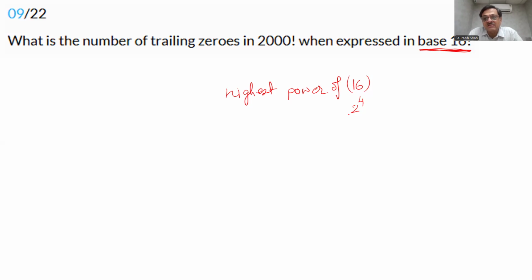So instead of 16, they could have asked you base 7, base 11. Of course, those are prime numbers. Suppose they'd asked you for base 11, what is the number of trailing zeros when expressed in base 11? It simply is the highest power of 11. Base 15, that simply is the highest power of 15 that you are looking for. Simple meaning, a twist of language.